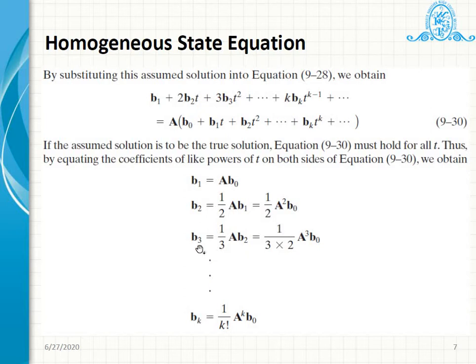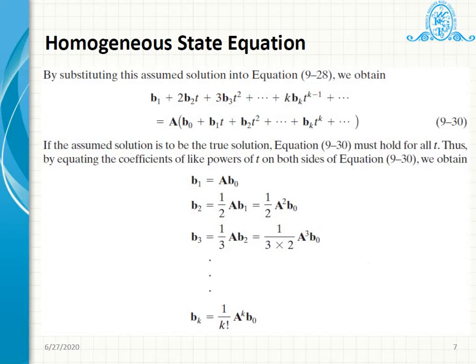Similarly b3 is equal to 1 upon 3 A b2, which is equal to 1 upon 3 into 2 A cube b0. Substituting the value of b2 from here and so on, we get the value of bk, which is equal to 1 upon k factorial A raised to k b0. So here you can see that we have determined the values of b1, b2 up to bk, right? But we have not determined the value of b0. We have all these values as functions of A and b0. Then how to calculate b0?